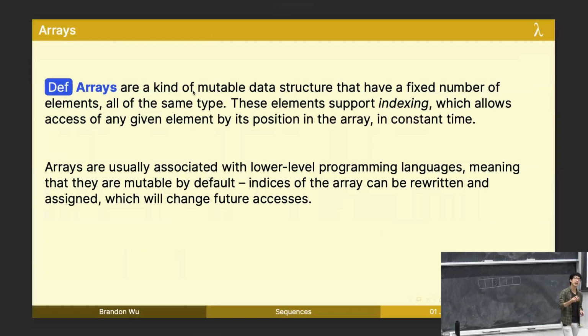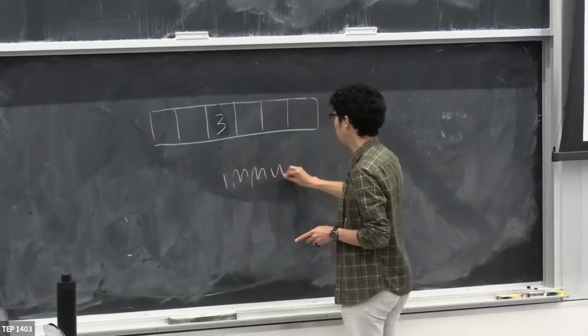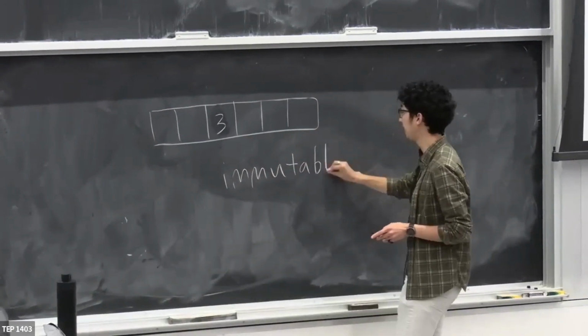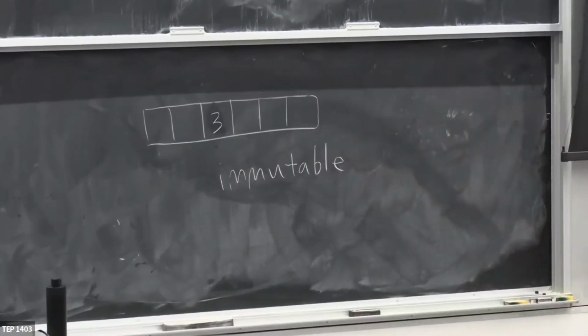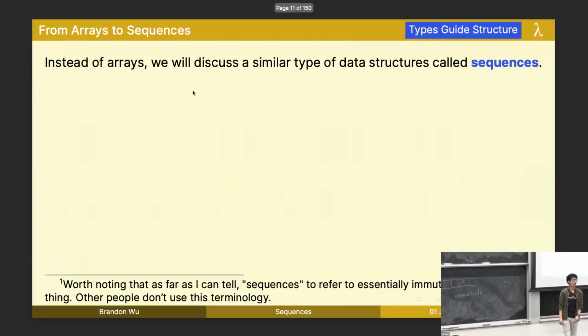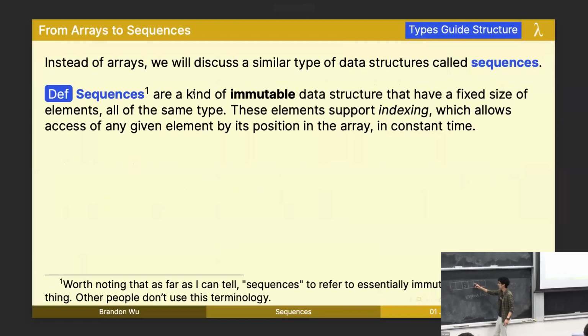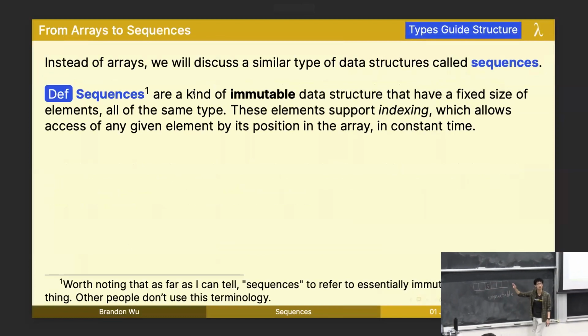But we can actually still do that kind of thing here in a functional setting, because constant time access is cool, but let's skip the mutability. So we're going to be introducing sequences, which are like arrays, but immutable arrays. We still maintain the property that you should not be able to change an array without creating a new array. So sequences are an immutable data structure that have a fixed size where every element inside has the same type, in the same respect as a list does.